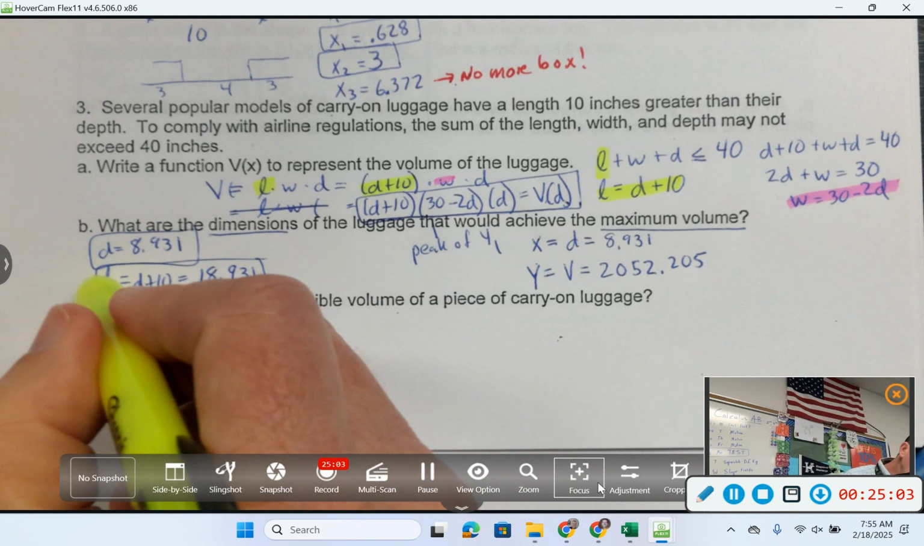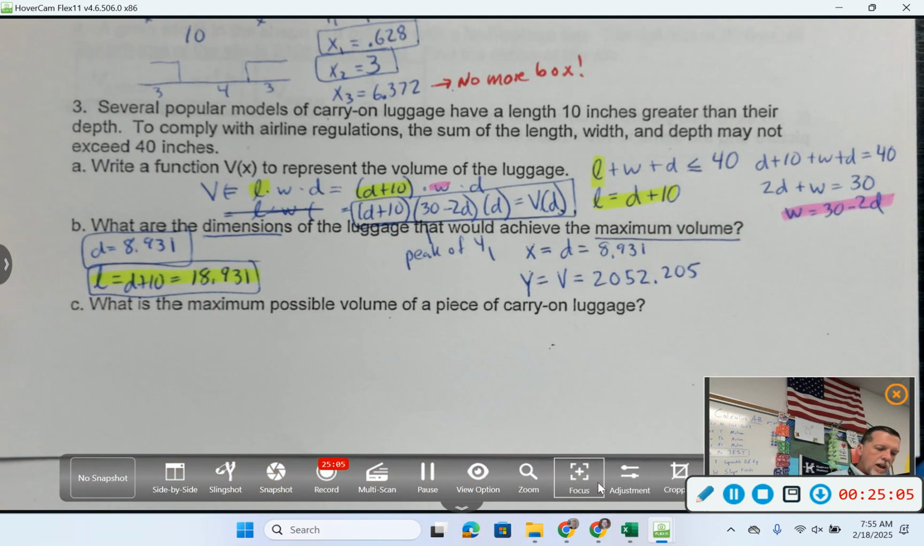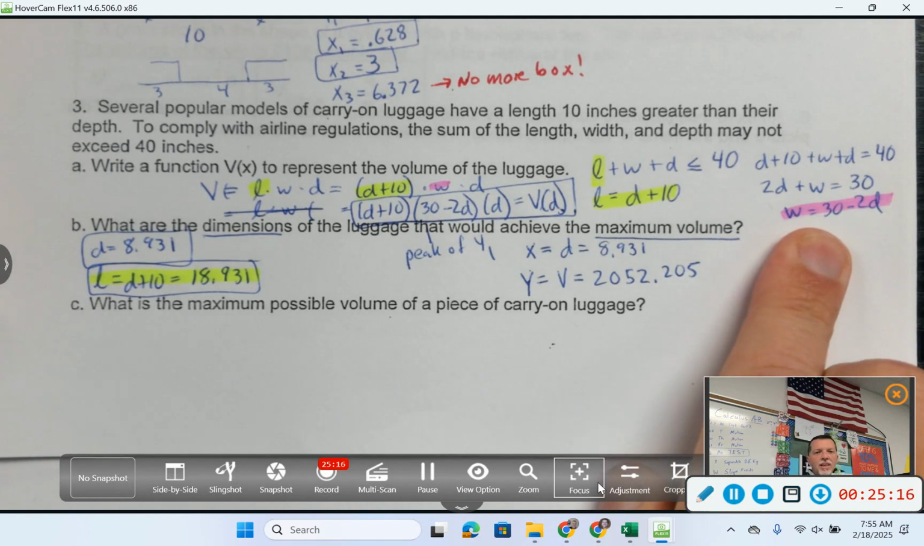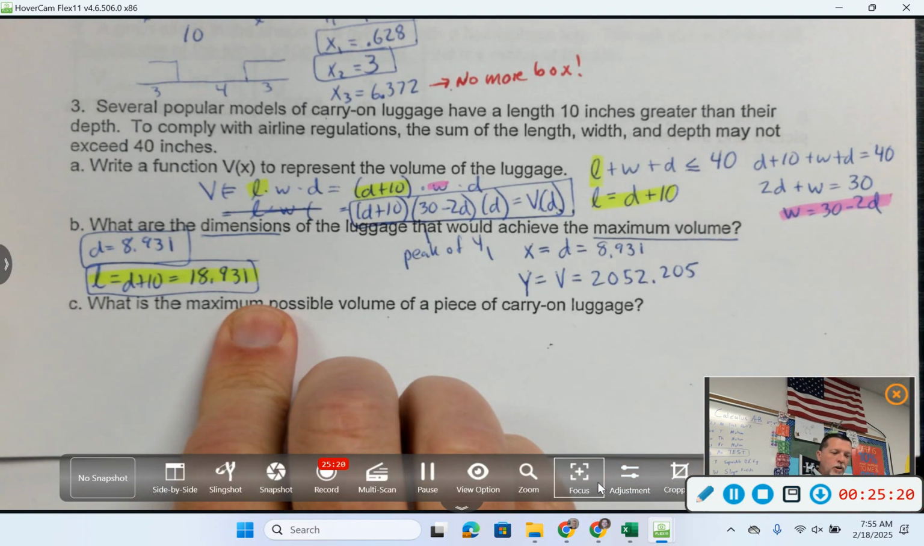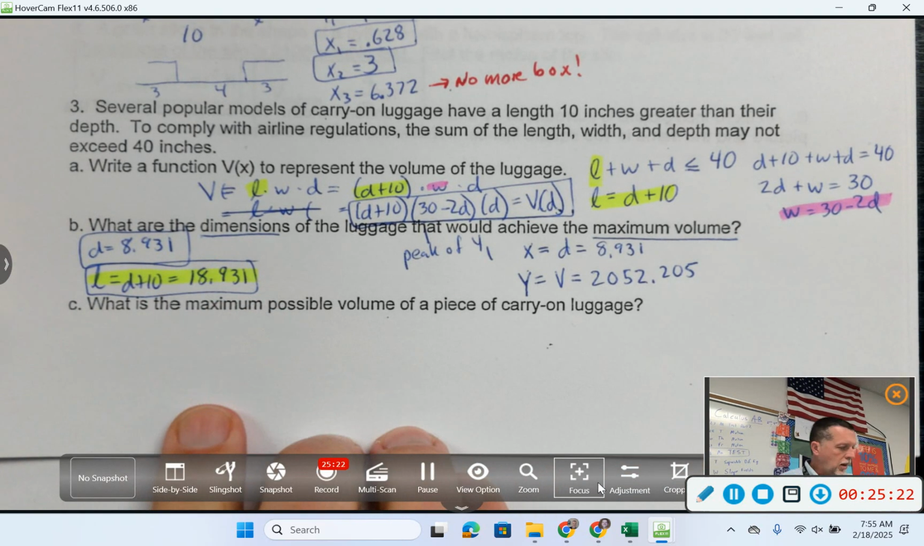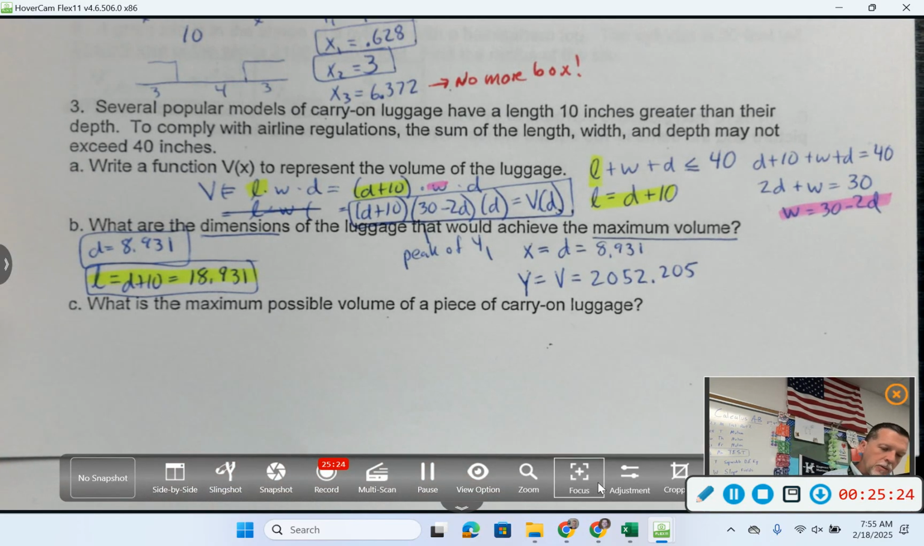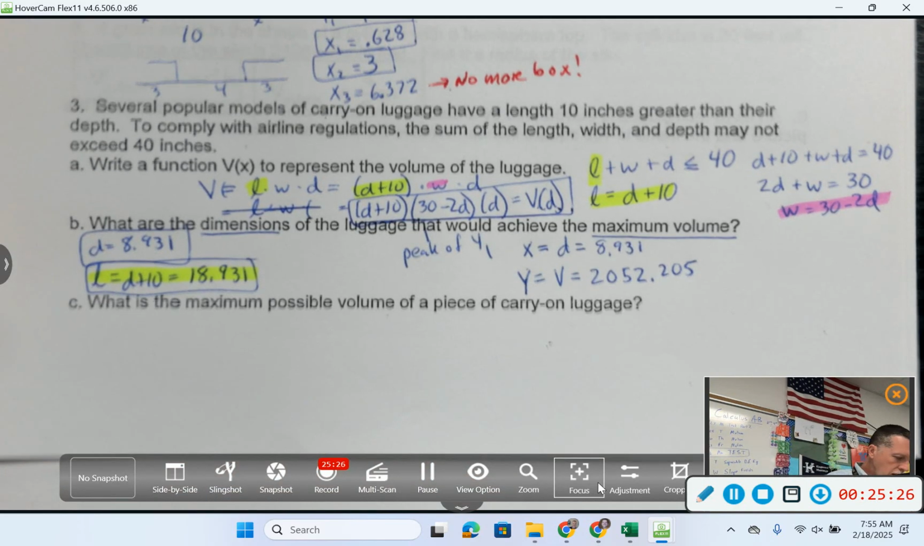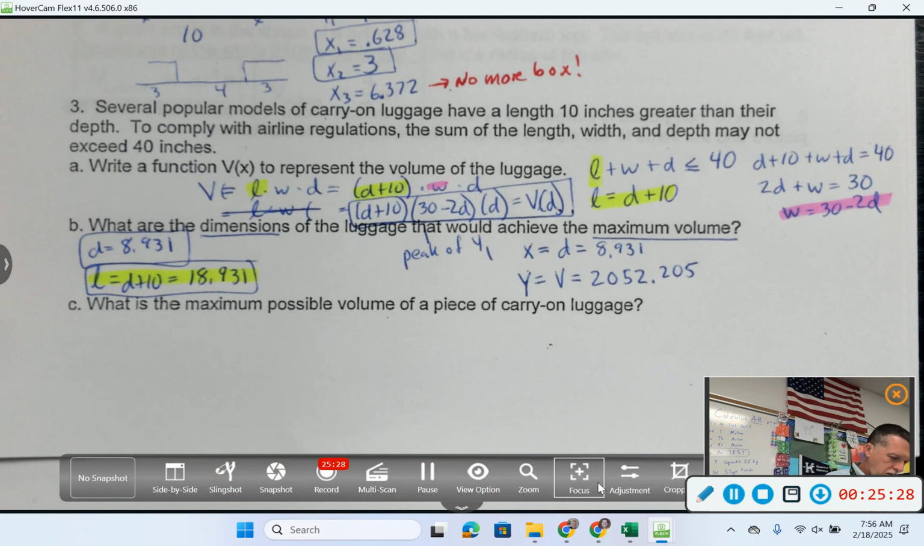Stick with our color code here if we want. And then how could we find the width? There's a couple ways to find the width. We got a formula for width. But they're supposed to all three add to 40, so I could just subtract those from 40. I think either way would work. 30 minus 2 times 0.931.